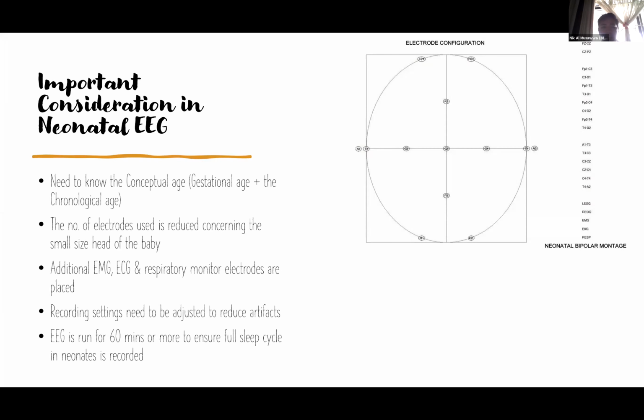Then we add some more electrodes, electromyogram, electrocardiogram, and also a respiratory monitor to enhance reading as well as to reduce artifact detection. And then some recording settings, such as the electrical impedance needs to be lower, and the EEG is run for 60 minutes in neonates and infants compared to adults for only 30 to 40 minutes, because this is to ensure a full sleep cycle in neonates is recorded.